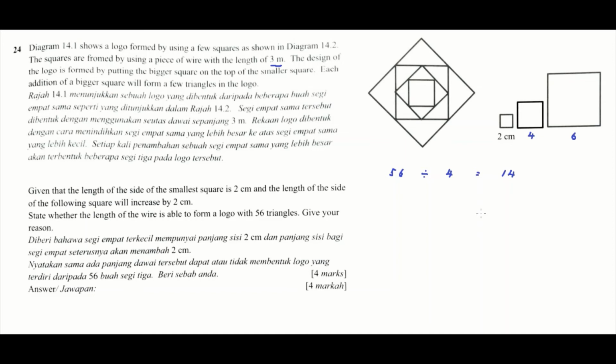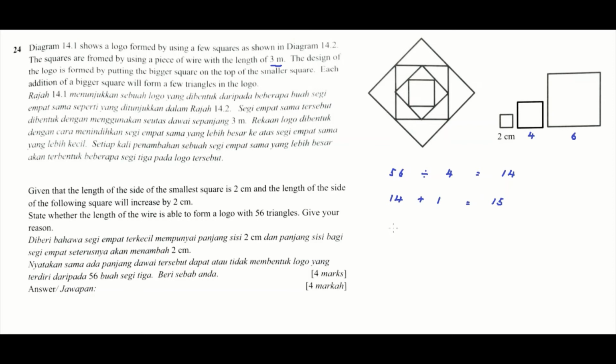I hope that you are with me. So I have my first square, after that I will need to add 14 squares so that I can have a total of 56 triangles. So 14 squares is the number of triangles that I need to add. But I will need to plus the first one, which didn't create any triangle. So in total, I need 15 squares. Which means in this question, I am having an AP or GP.